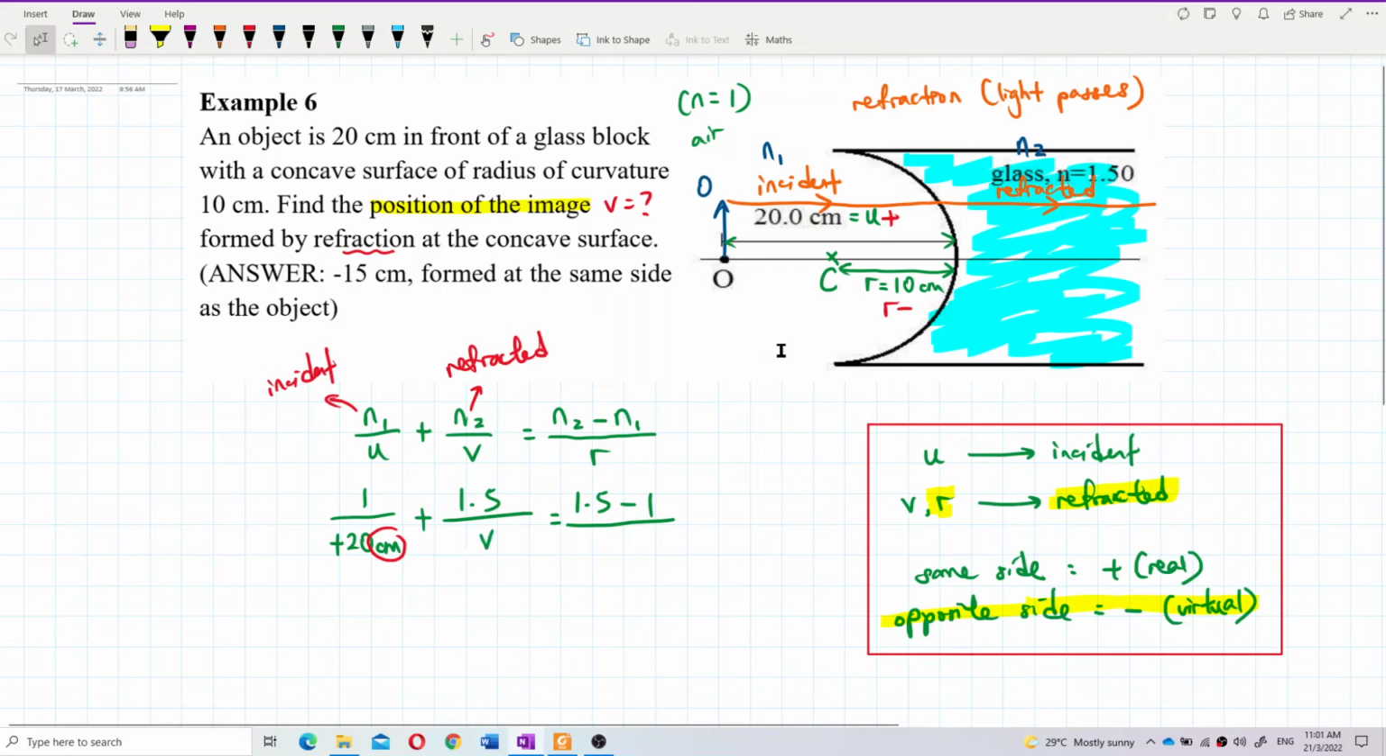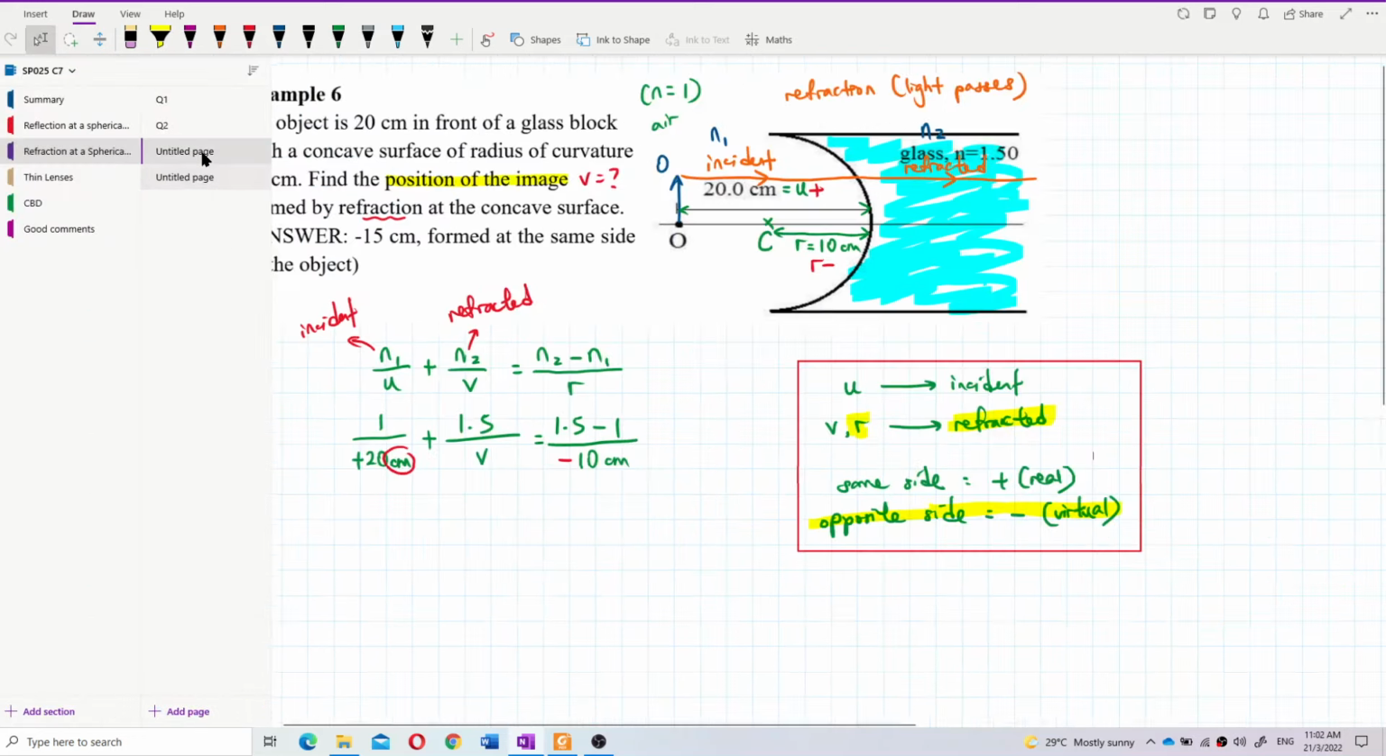R is positive or negative? R is negative because it is opposite. It is not at the same side with refracted ray. So it's negative. This is negative 10. So you need to put this negative 10. Not just 10. Negative 10. So be careful. This R is negative.